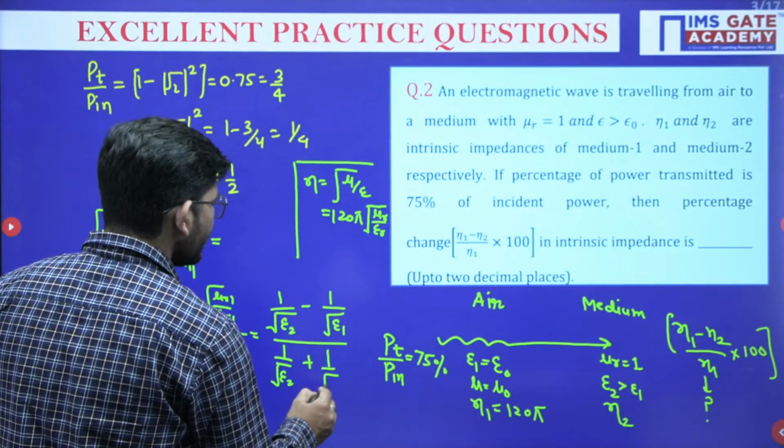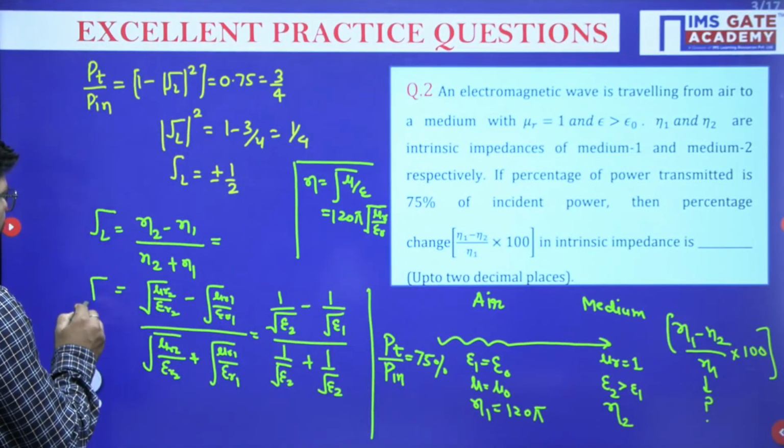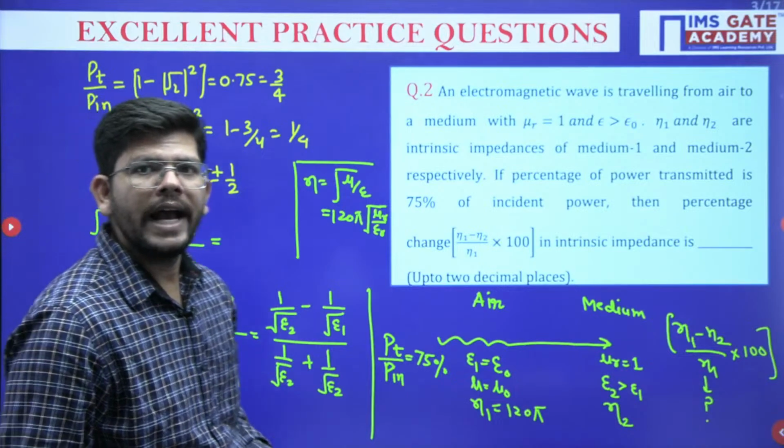Like that we can write this equation. So this is what we have in place of gamma L.